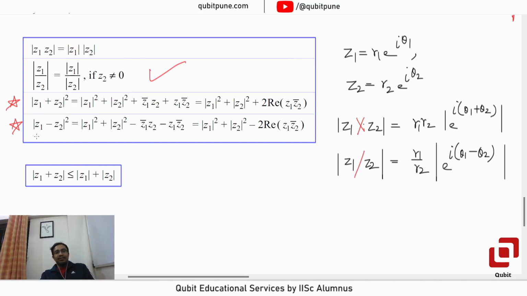Okay. Second, mod of z1 minus z2 squared is mod z1 squared plus mod z2 squared minus z1 bar z2 minus z1 z2 bar. Okay, you can prove them by assuming z1 as x1 plus i y1 and z2 as x2 plus i y2. You can take examples and verify. Last one, that is important, that is called triangle inequality.